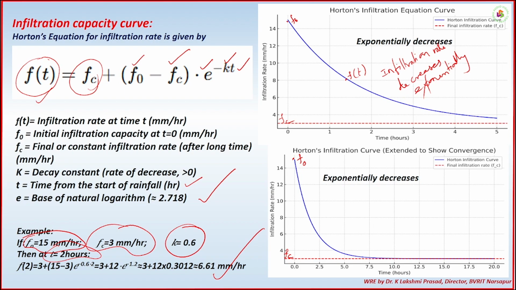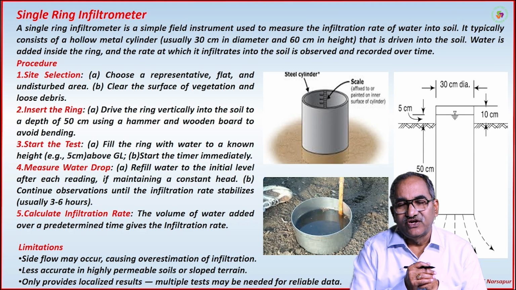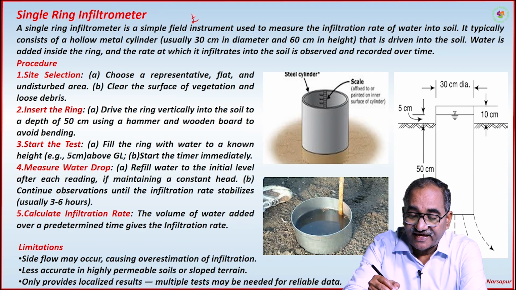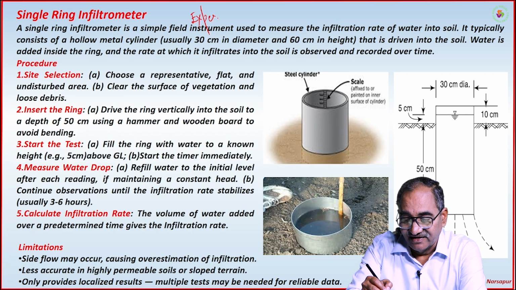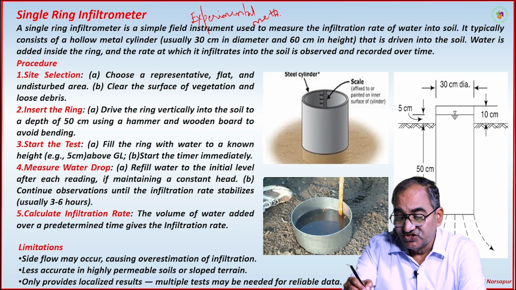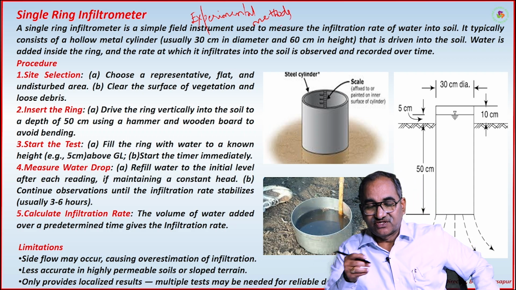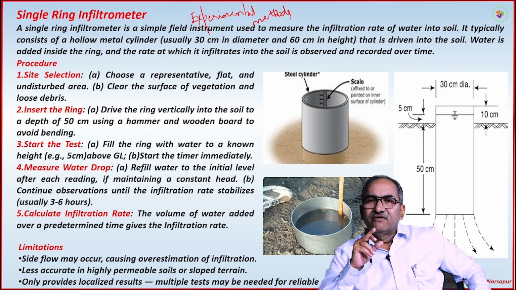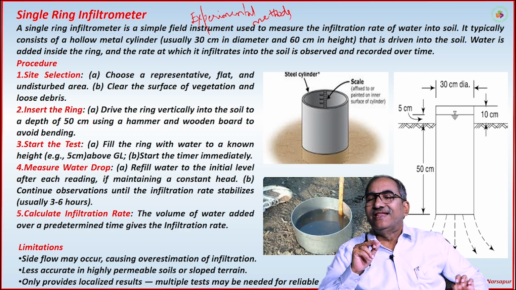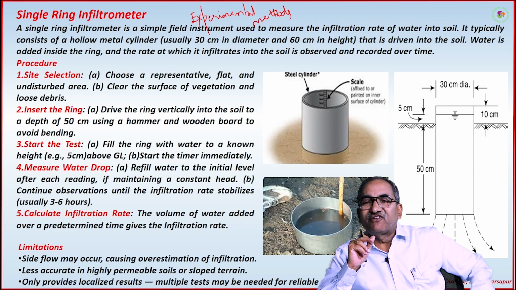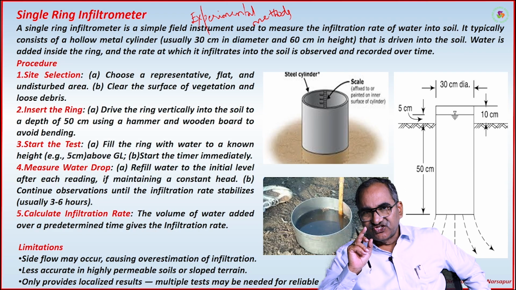Very important curve which I have covered here. Then I will go into the conventional methods, which I also call the experimental methods. Listen carefully when I am talking. In these experimental methods, the first and popular ones are ring infiltrometers. Ring infiltrometers are very popular for estimating the infiltration rate.